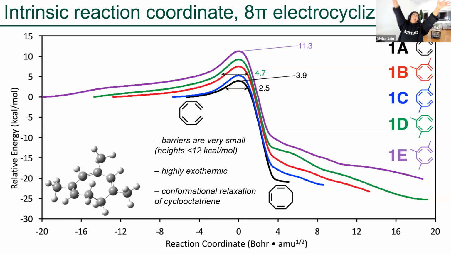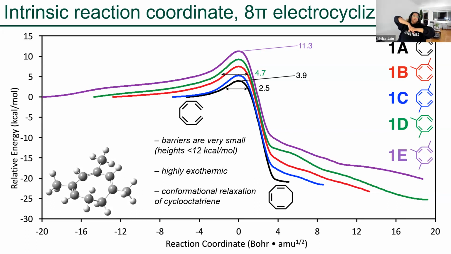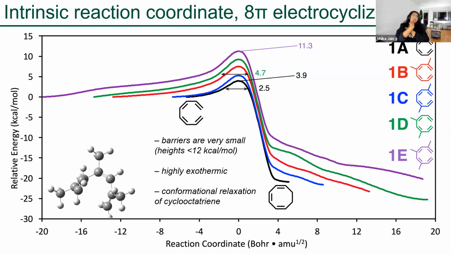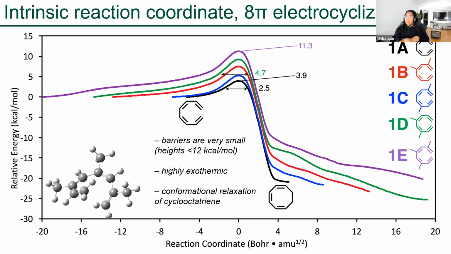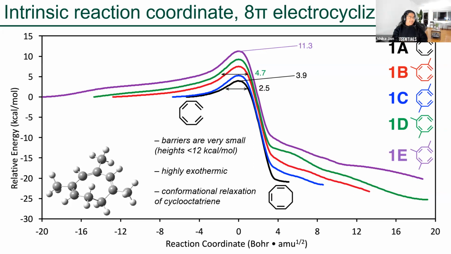So if we generate our intrinsic reaction coordinate here, or what's happening in the reaction for the 8 pi part, we can see that the barriers are really small. The heights are less than 12 kilocalories per mole. It is highly exothermic, meaning that it is really downhill in energy. Like we think of it as a roller coaster, it's just flying down, right?